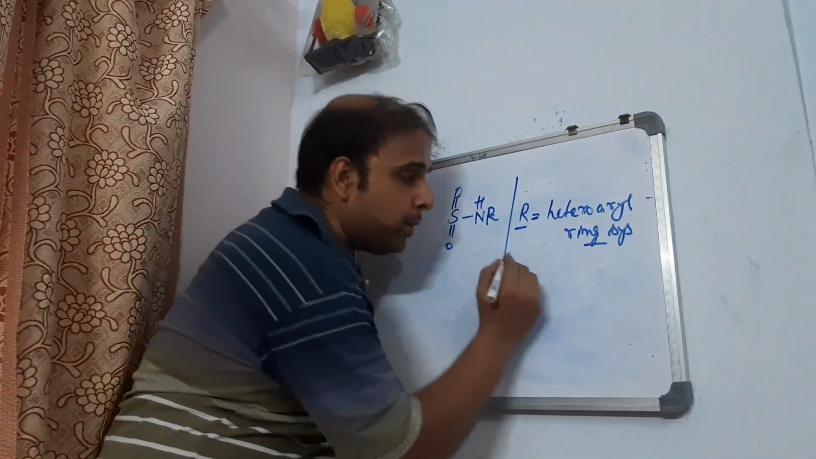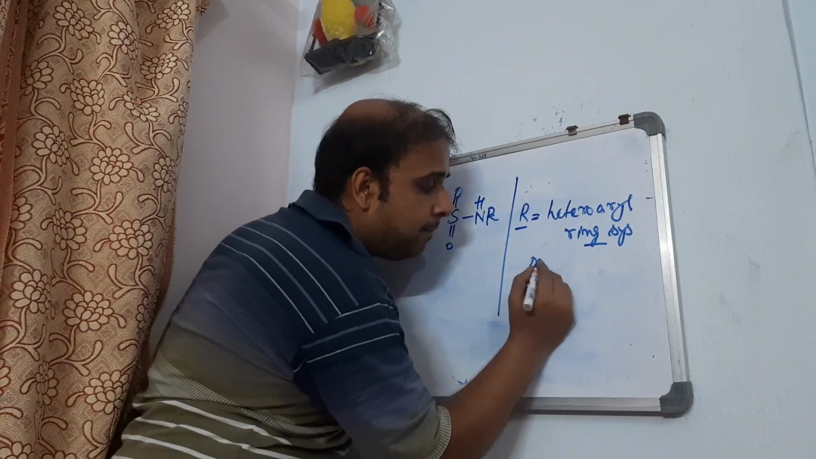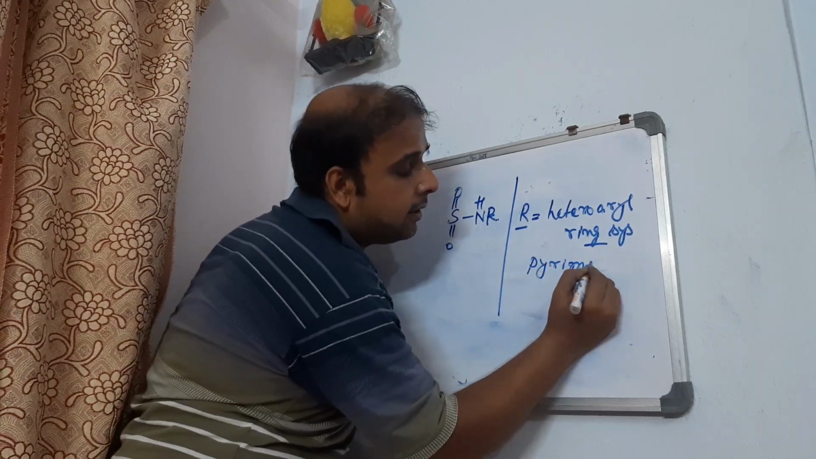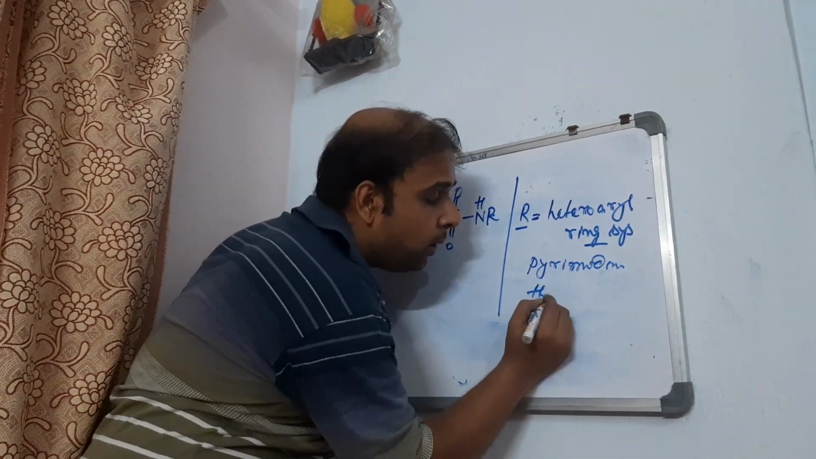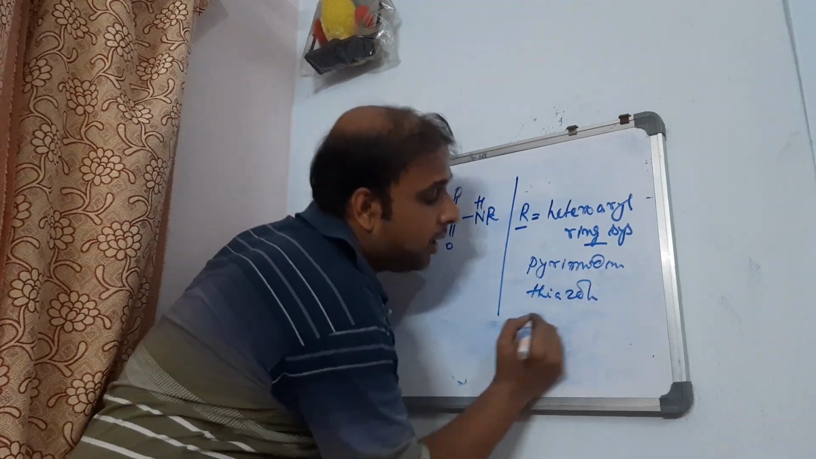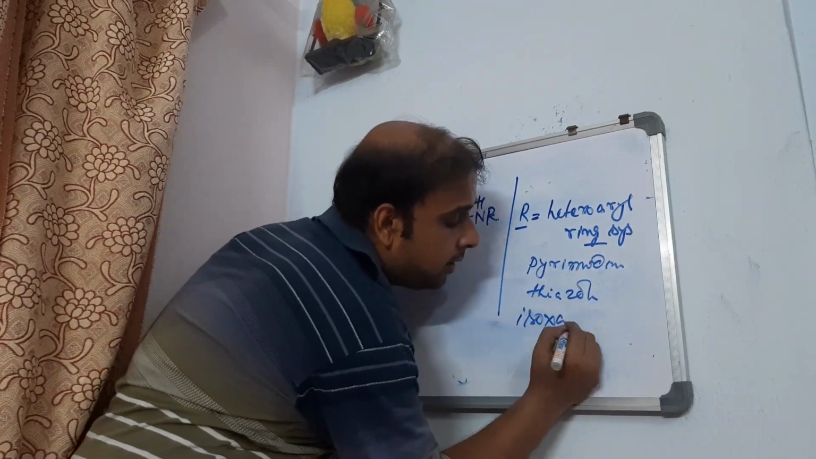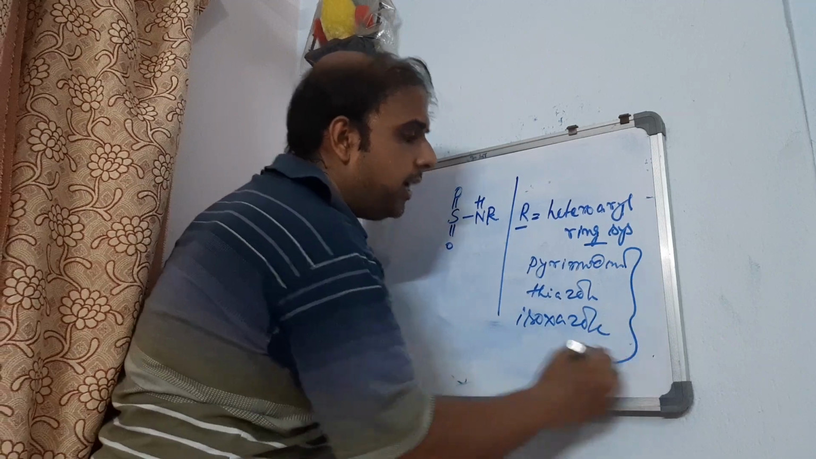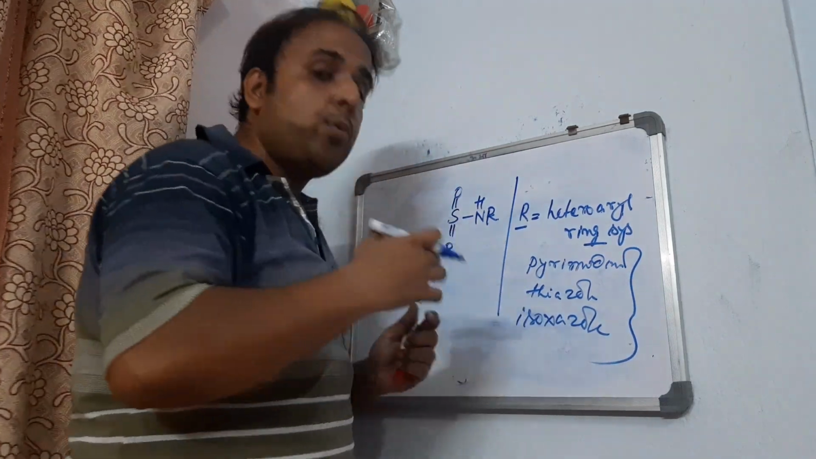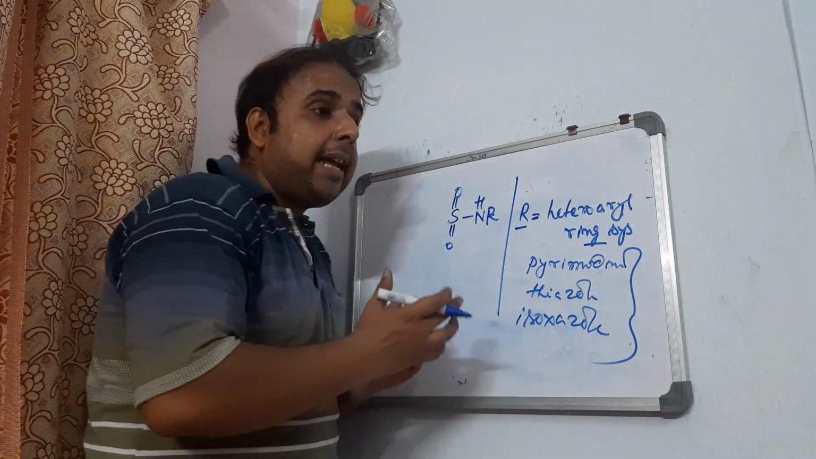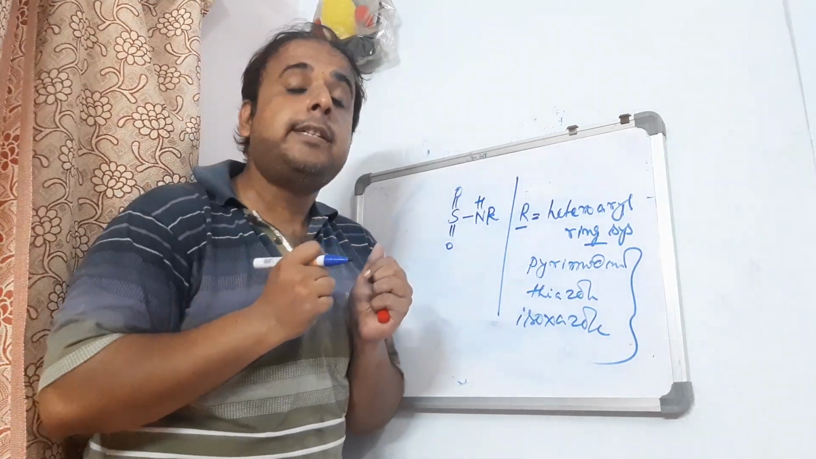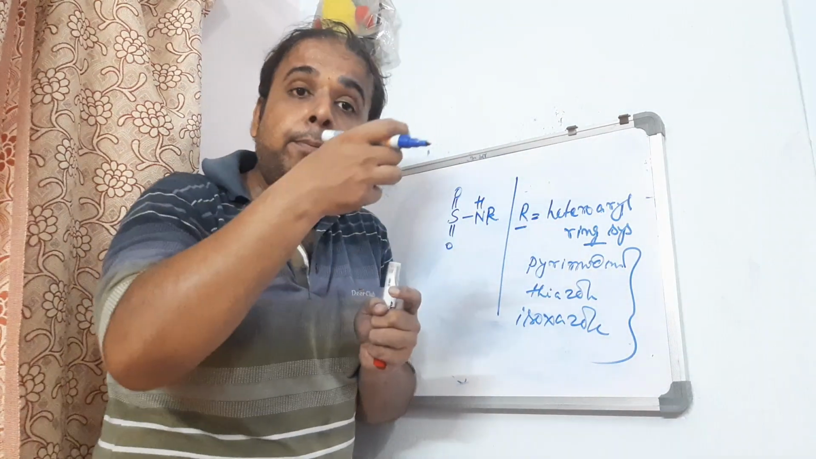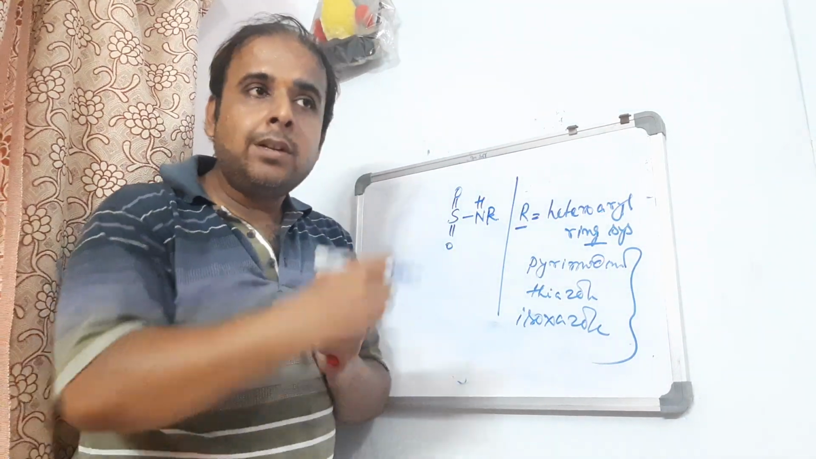Ring systems. What are those? Some of the examples are pyrimidine, thiazole, isoxazole. So these are the few ring systems, or heteroaryl systems, which can aid in bringing down the pKa from 10.4 to 7.